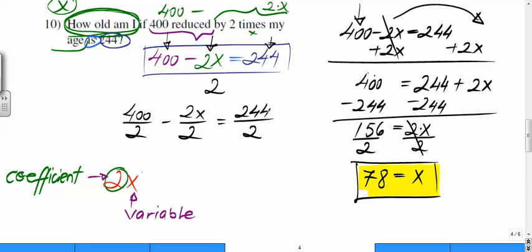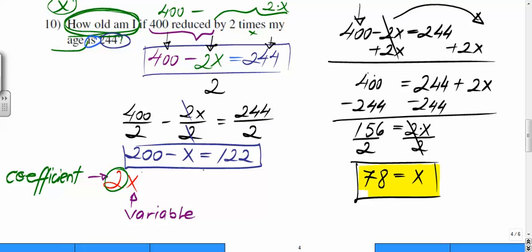Okay? These are ways to solve this problem. Obviously here you can move on and divide 400 by 2. That will be 200 minus 2 divided by 2 is 1, minus x equals 244 divided by 2, 122. And you have to solve this equation by all the known ways, whichever way you like. You will still get 78. If you don't believe me, check. 200 minus 78 better be 122, right? Or 122 plus 78 better be 200. And it is. So we're done.